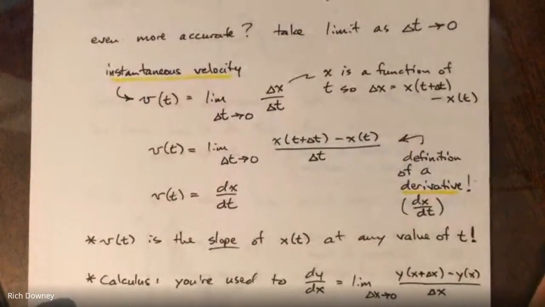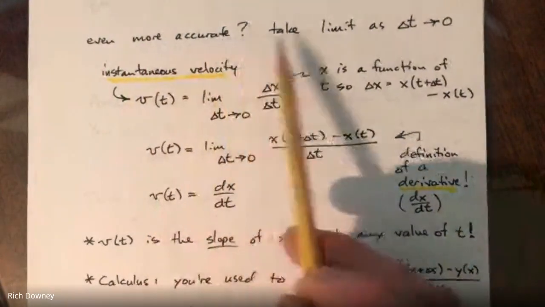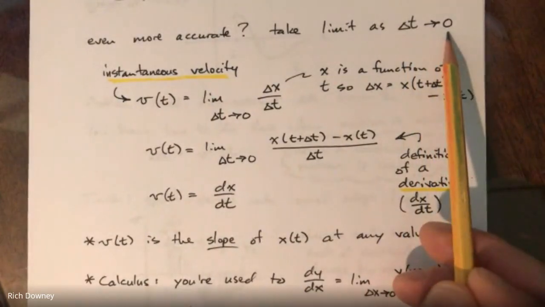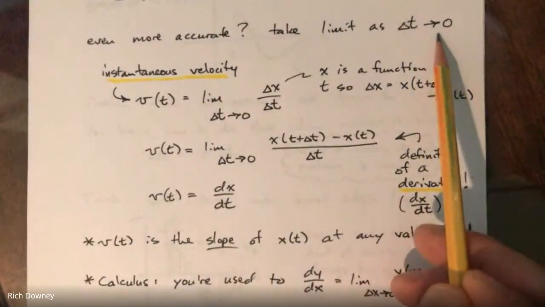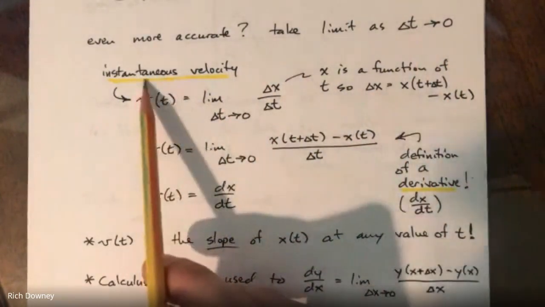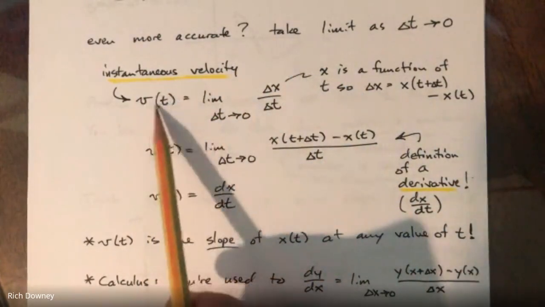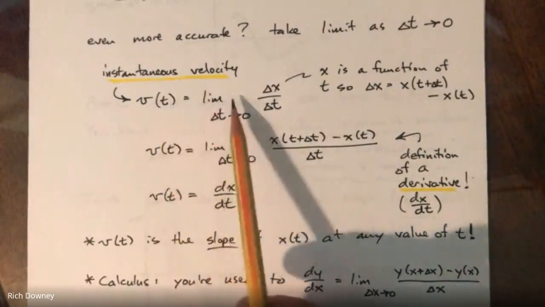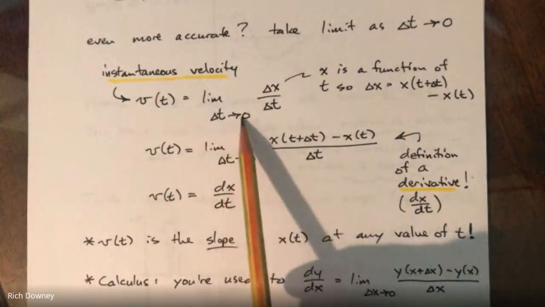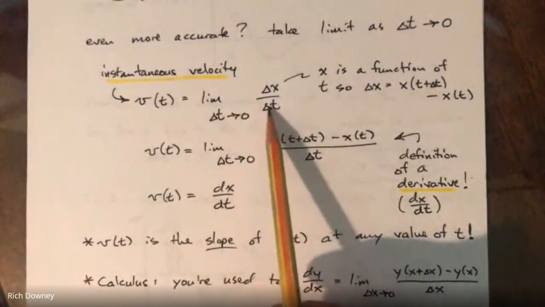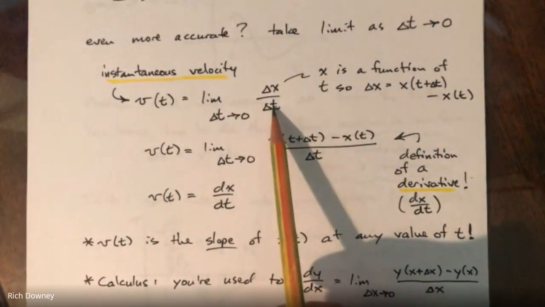Okay, so you're probably seeing where I'm going with this. If I want to be even more accurate, I'll take the limit as my time interval gets infinitesimally small. So delta t goes to 0. And that's going to give me the instantaneous velocity. So my velocity at some instant t is going to be the limit as delta t goes to 0 of the delta x, the rise, divided by the delta t, the run.